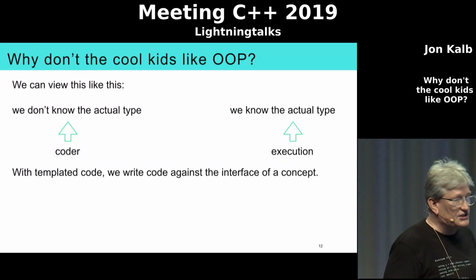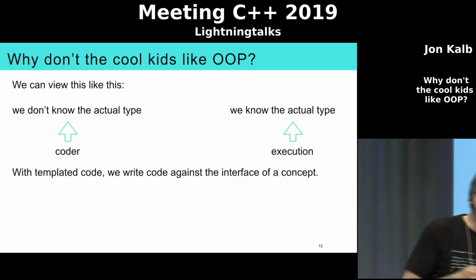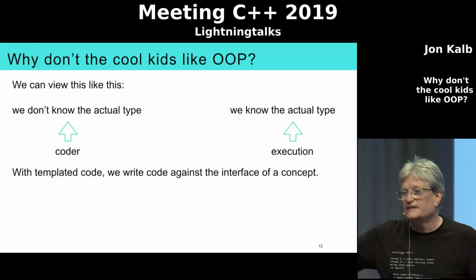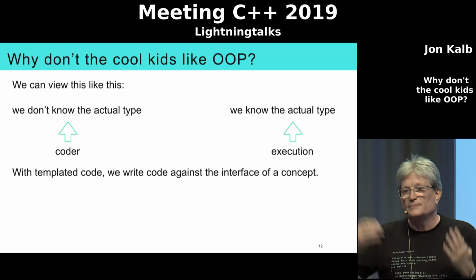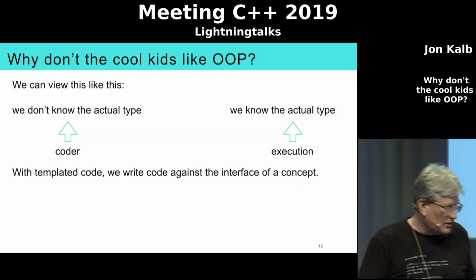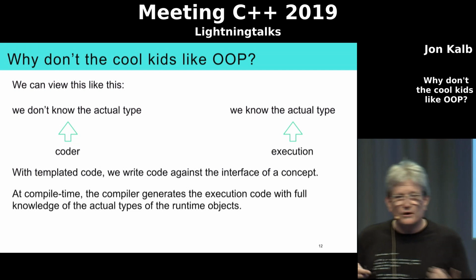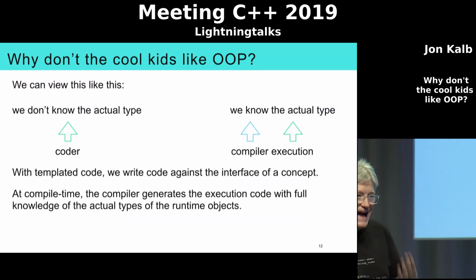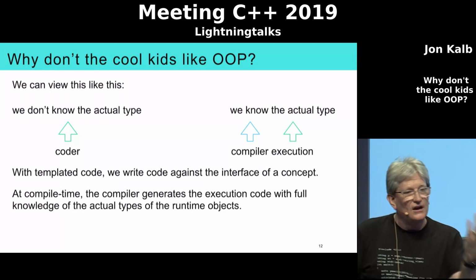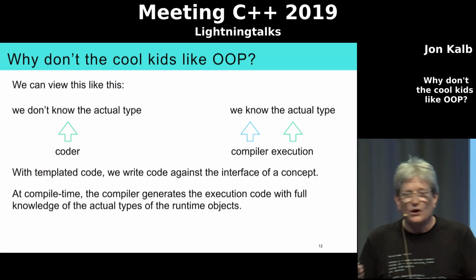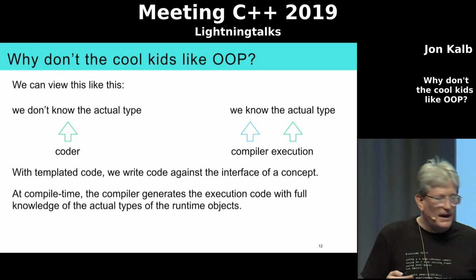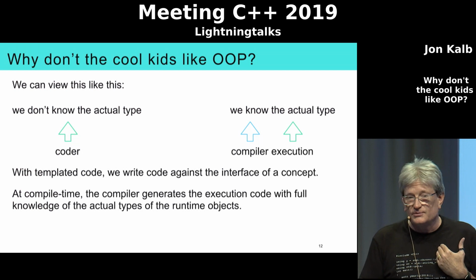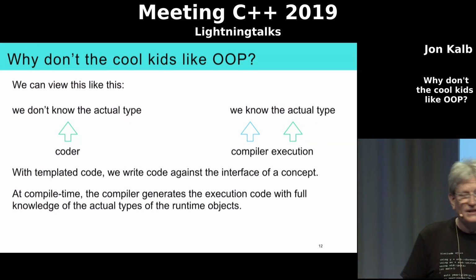In the template situation, we're in a slightly different situation, because we still, as programmers, don't know what the actual type is going to be. We're writing something that can be instantiated in a number of ways. It's polymorphic. But the compiler is going to generate that code for us. And so at compile time, the compiler knows what the actual type is going to be. We've moved the compiler from being as blind to what the actual types are as we are, to knowing what the actual types are.